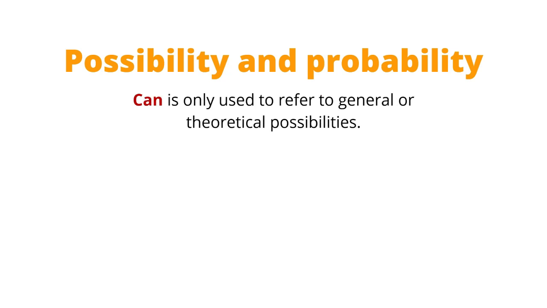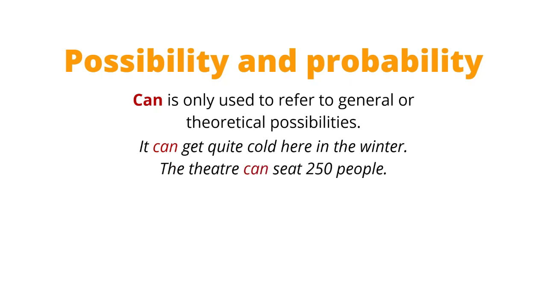Can also be used, but only to refer to general or theoretical possibilities. You see that can was not used in the previous examples, but it can be used in this kind of situation. It can get quite cold here in the winter. The theatre can seat 250 people. You see, these are only general and theoretical possibilities. They're not specific possibilities like he might be Greek.